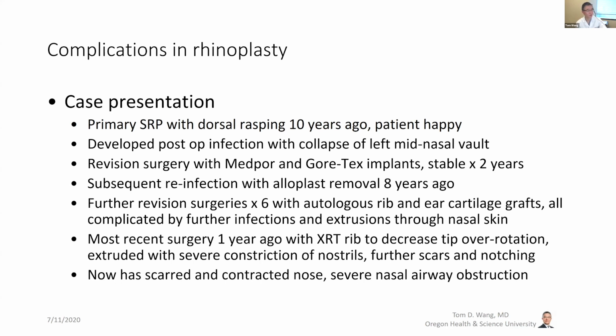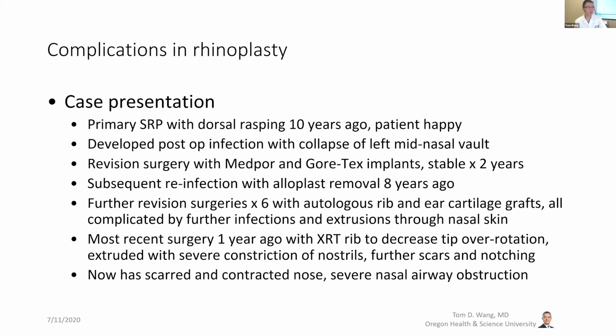And they all became infected and extruded, not just through the nostril, but throughout the skin. And so her nasal skin became pocked and scarred, and she lost her native structure. The most recent surgery was 1 year ago to presentation with irradiated rib cartilage. She had a really over-rotated tip, which I'll show you shortly, to try to push that down, but that extruded through the left nostril and above the left nostril with severe constriction of the nostrils, further scarring and notching.